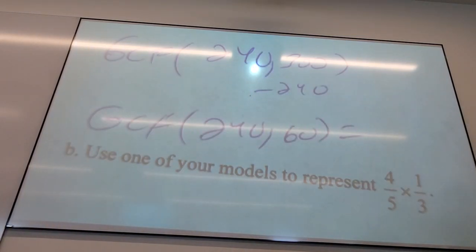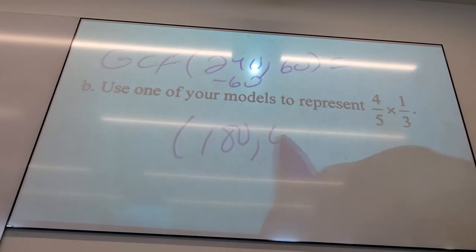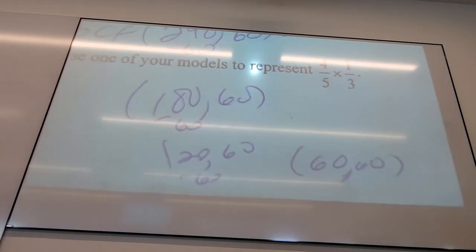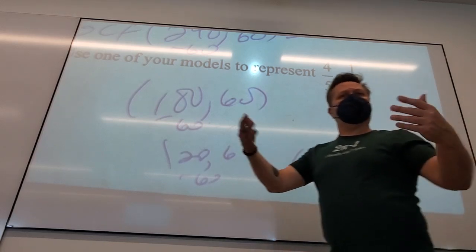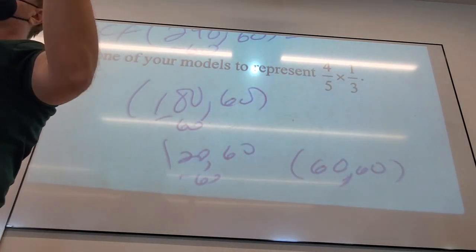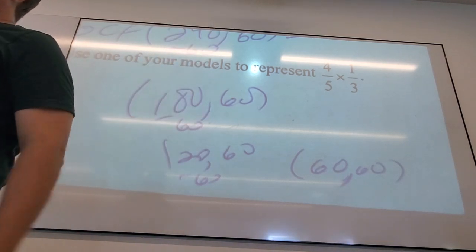Now, watch. You could keep going. 240 minus 60 is 180 and 60. Minus 60 is 120 and 60. Minus 60 is 60 and 60. What's the GCF of 60 and 60? Freaking 60, yeah. So you could keep going if you needed to, but you stop when you can see the answer. At the beginning, I couldn't see the answer because they're freaky numbers.